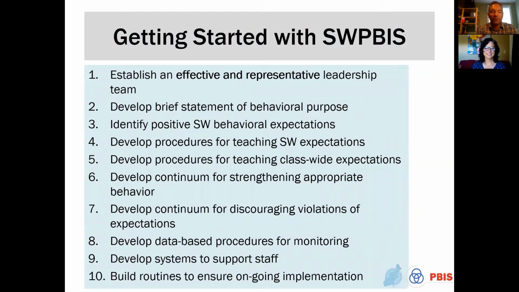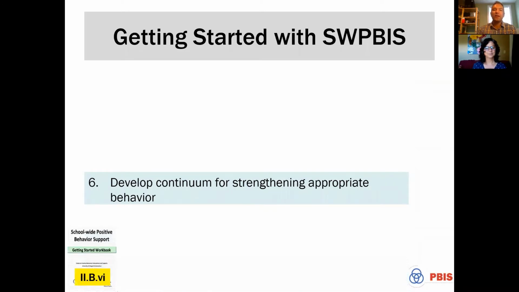Here is our roadmap for getting started with PBIS or school-wide PBIS at the Tier 1 universal level. Hopefully by the time that you're watching this video, you and your team have gone through the first 5 steps and have taught your class-wide expectations. Today, we'll be focused on how you can create a range of strategies to encourage and strengthen the behaviors that we want to see in students. Please do take a moment to go to the Getting Started workbook and go to section 2B6 and follow along.